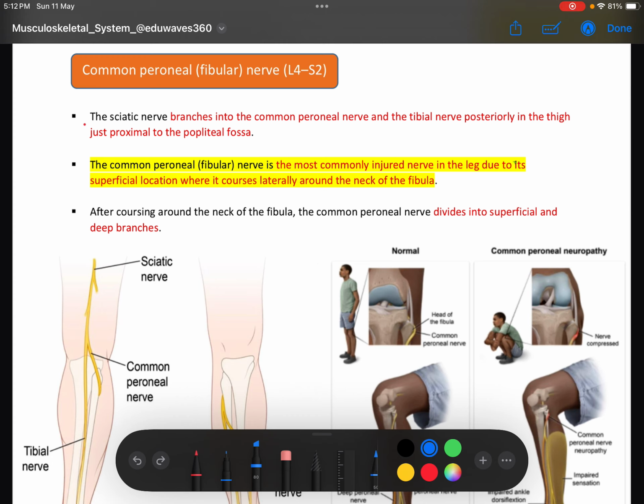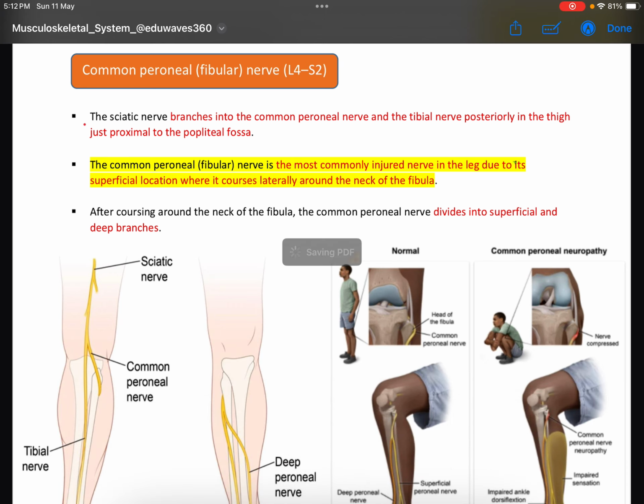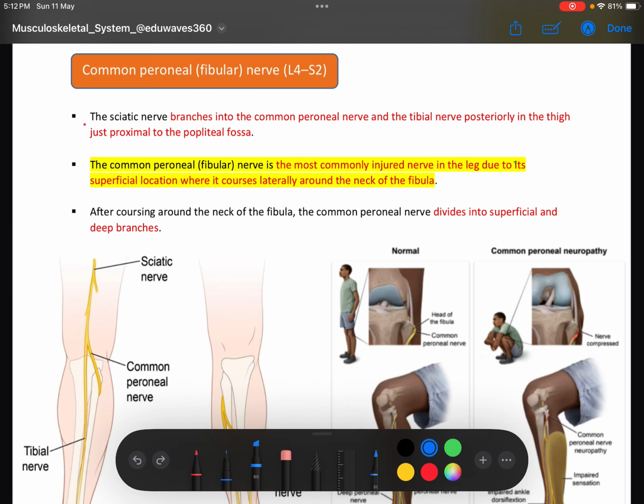In the last video we also compared the obturator nerve and femoral nerve, and now in this video we are going to discuss the common peroneal nerve and some other nerves as well. Okay, so first one, the common peroneal nerve is a branch of the sciatic nerve.